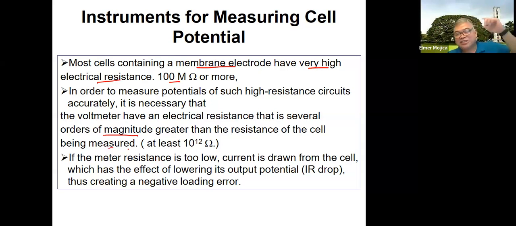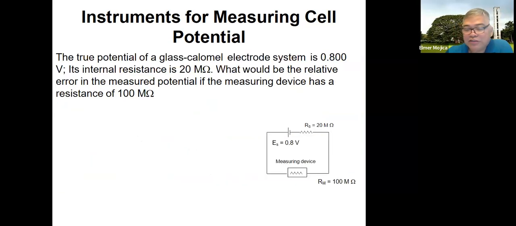So since its resistance is high, you have to use an instrument like a voltmeter that has a much greater resistance. If the meter resistance is too low, current is drawn from the cell, which has the effect of lowering the output potential, resulting in the IR drop, thus creating a negative loading error. So that is the problem now. How are you going to design an instrument that can measure potential directly?